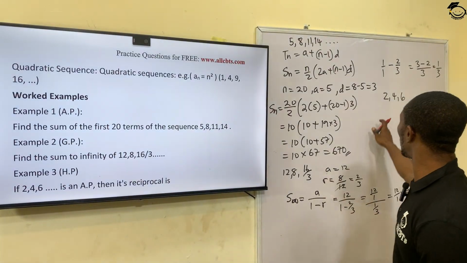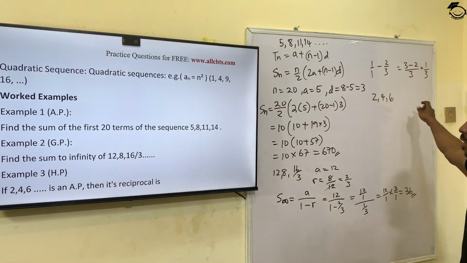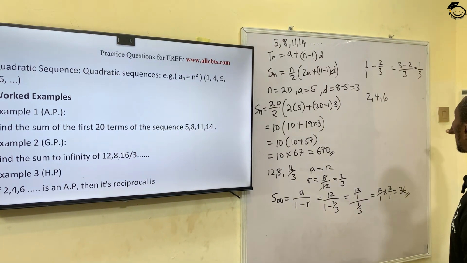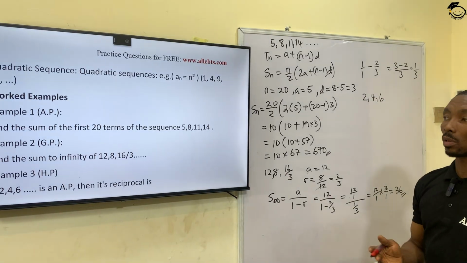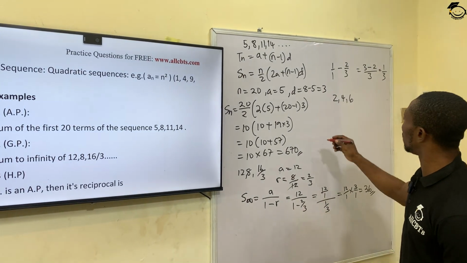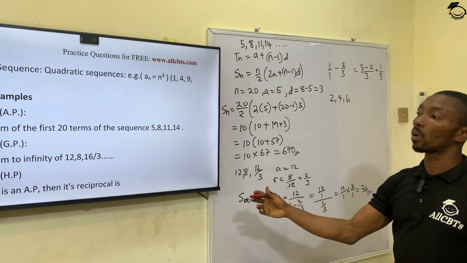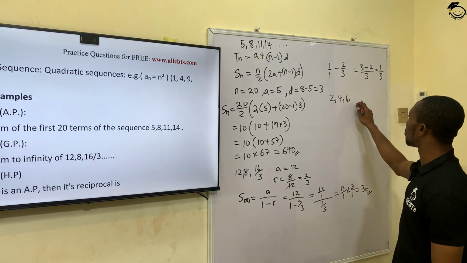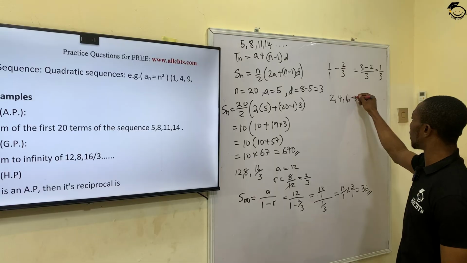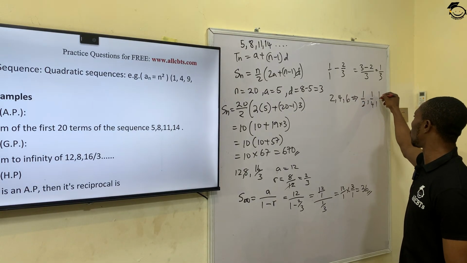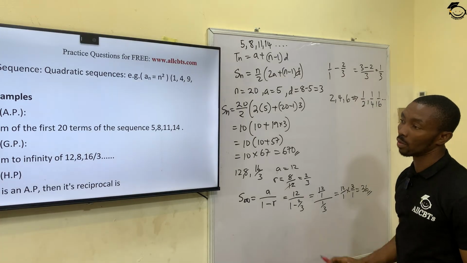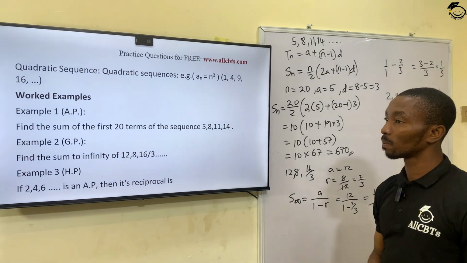So if we have 2, 4, 6 as an AP, we are asked to find its harmonic sequence. Now, from our earlier discussion, we said it's the reciprocal of our arithmetic progression. So the harmonic sequence of this will become 1 over 2, 1 over 4, and 1 over 6, and so on and so forth.